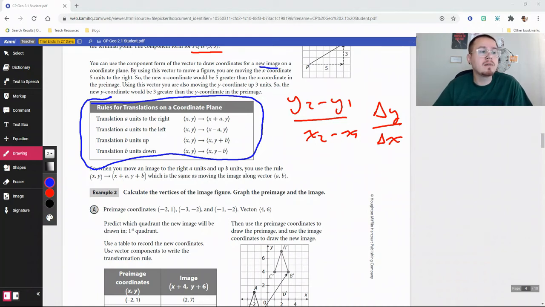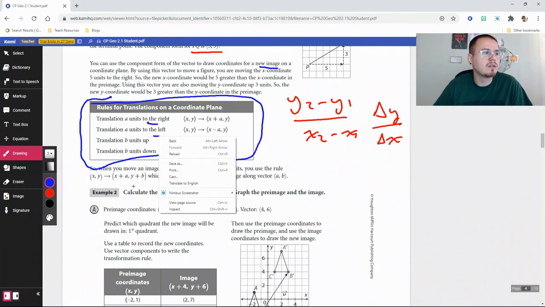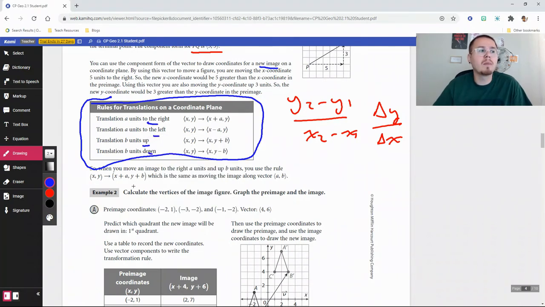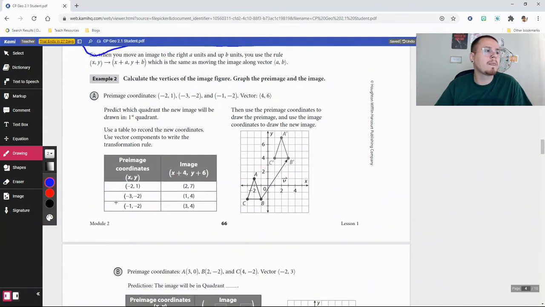So when you move an image to the right, A, and up, B, you use the rule (x + a, y + b). So you can see that these are for each individual direction, but you can combine them. So you can go up and left, up and right, down and left, down and right. Okay, so get that in your notes. Very important. So letter A.